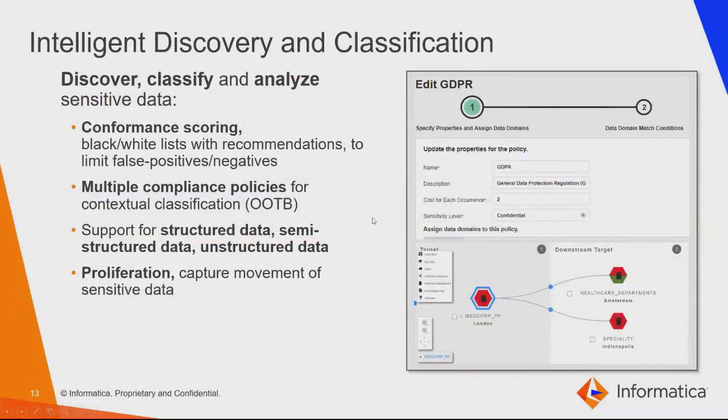Intelligent data discovery and classification: DPM provides a framework to define policies and the rules associated with those policies for sensitive data analysis. Some of the key features are conformance scoring, where we can use black or white lists with recommendations to limit false positives, and multiple compliance policies for contextual classification. It also supports structured, semi-structured, and unstructured data. It also provides proliferation, which is basically the data movement of sensitive data, whether upstream or downstream.